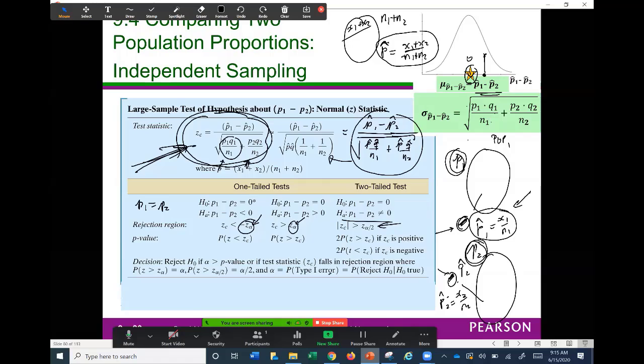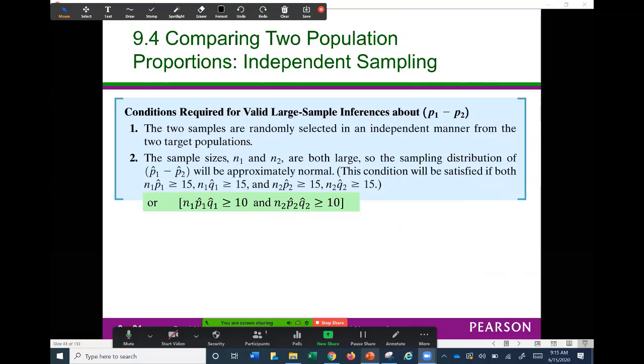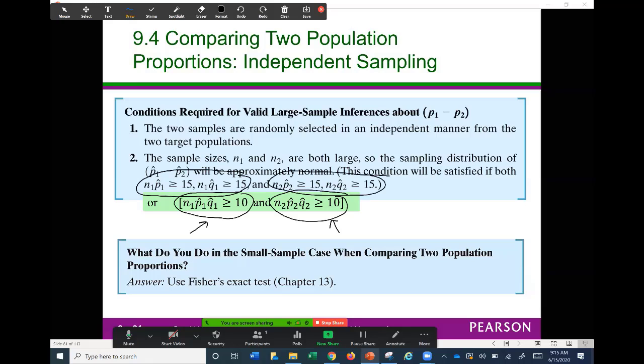We have insufficient evidence. And which conditions must these two samples fulfill in order to do this procedure? First, the two samples should be randomly selected in an independent manner from both populations. And second, my sample size should be big enough. This condition that the sample size should be big enough is given using this inequality and this inequality for both populations. Or you can split this inequality into these other two. But I prefer to use this one, which are equivalent. n1 p1 q1 greater than 10 is equivalent to these two inequalities. I prefer to use this one that is condensed.